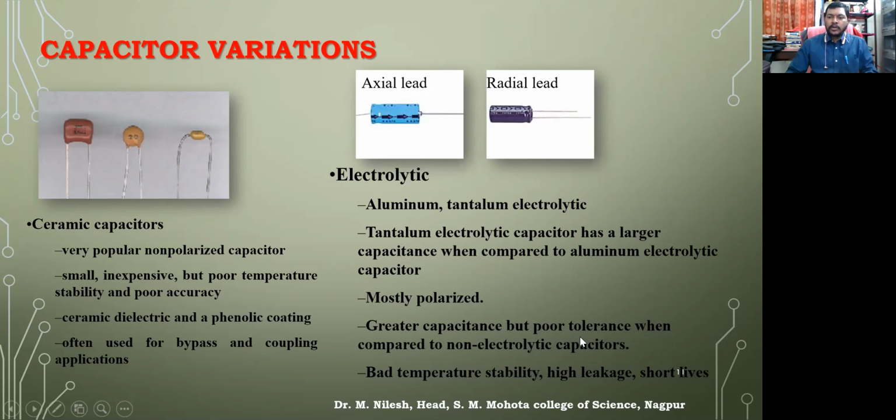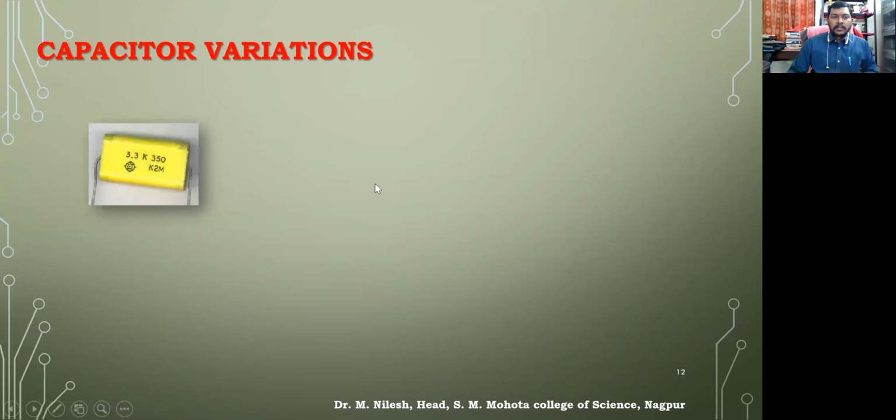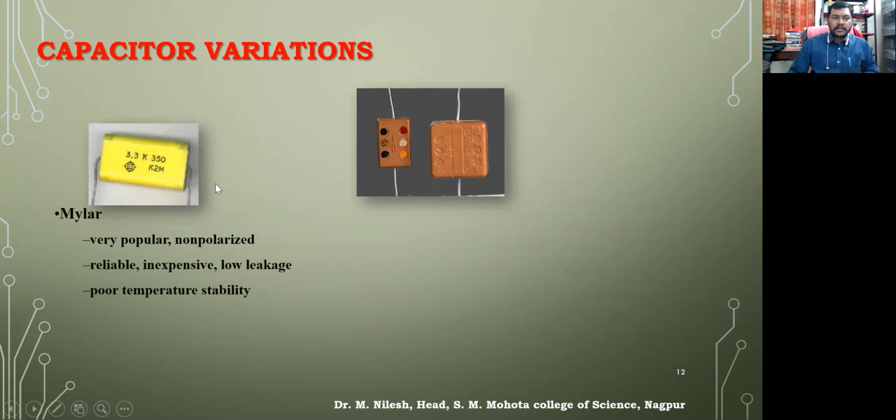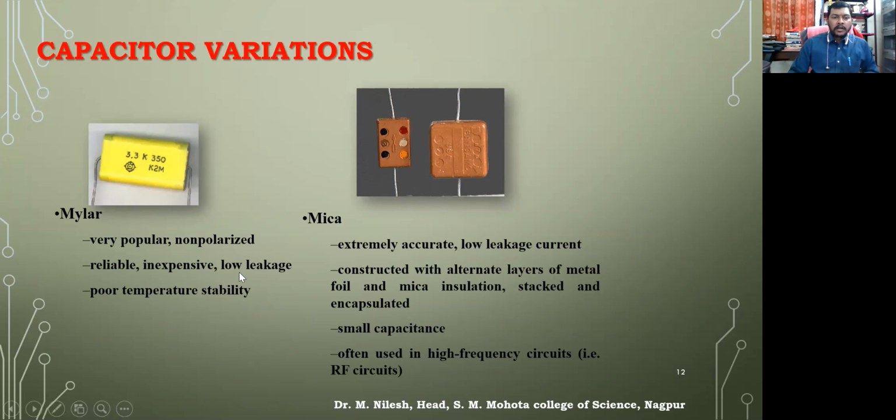Greater capacitance, but poor tolerance as compared to non-electrolytic capacitors. The tolerance means the variation of capacitance is slightly higher as compared to ceramic capacitors. And they have bad temperature stability, high leakage, short leads. So these are some of the drawbacks of the electrolytic capacitor. Then these are some more capacitors. These are called Miller capacitors. They are very popular, these are also non-polarized, reliable, expensive, and non-leakage, poor temperature stability. Which means as the temperature increases or decreases in the environment, the capacitance also varies accordingly.